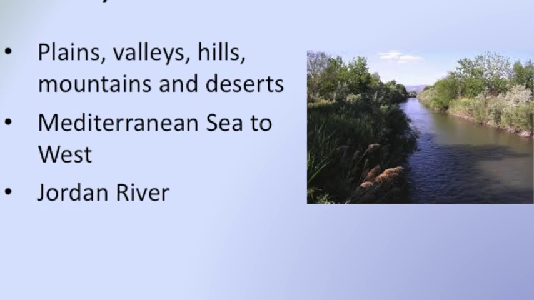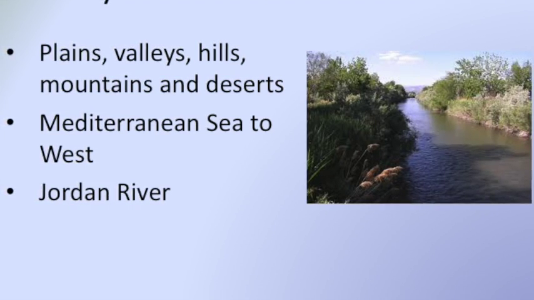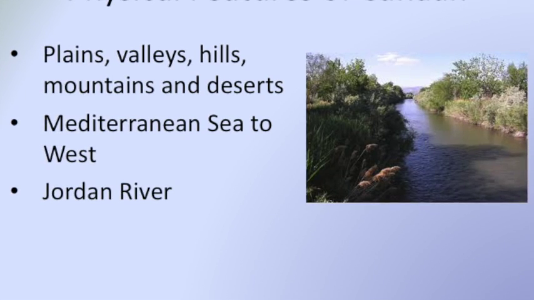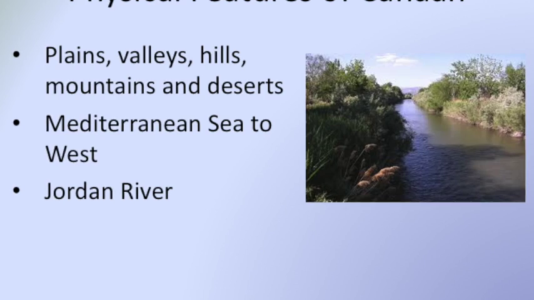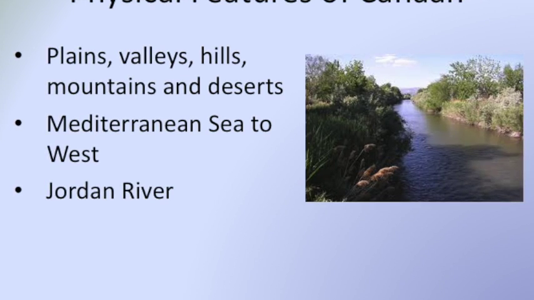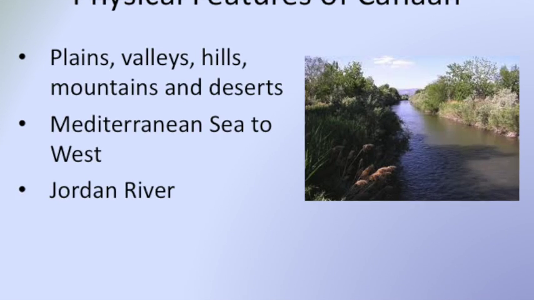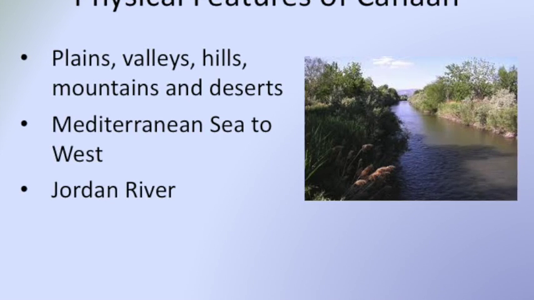In the west, coastal plains bordered the Mediterranean Sea. To the north, the Lebanon mountains rose steeply from the coast. The southern part of this range gave way to the lower hills of Galilee. The Jordan River flowed down from a mountain range through the middle of Canaan, heading south through the Sea of Galilee to the Dead Sea.